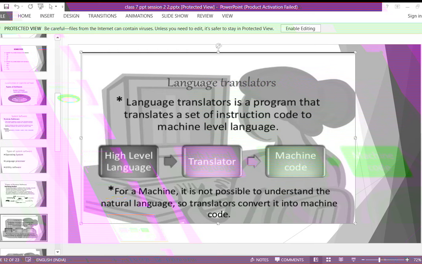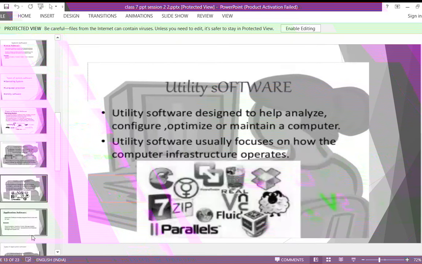Okay, last one question. Is Amul Gaudar present there? Amul Gaudar? Yes, ma'am. Okay. Can you tell me why the language translator is used? What, ma'am? Why is the language translator used?